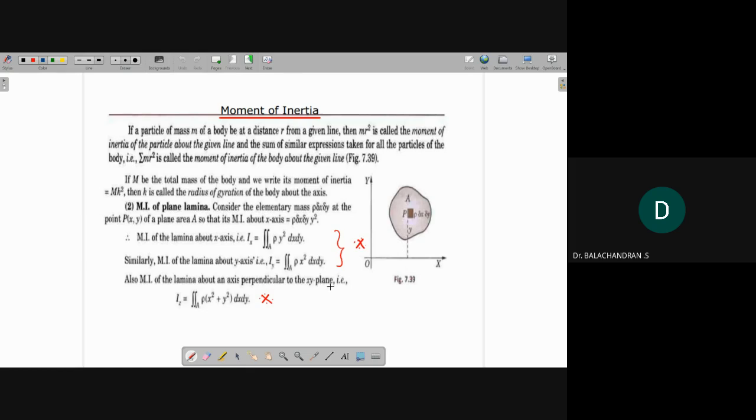Also, moment of inertia of the lamina about an axis perpendicular to the xy plane, that is about z-axis, using the perpendicular axis theorem, you can add these two. So Iz equals Ix plus Iy, that is double integral over A rho, rho is common, into x square plus y square dx dy.